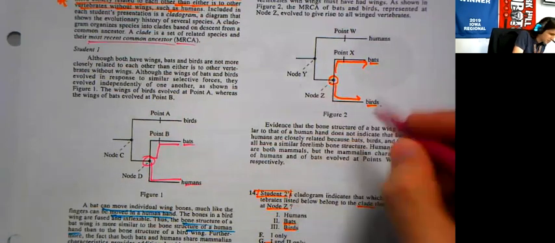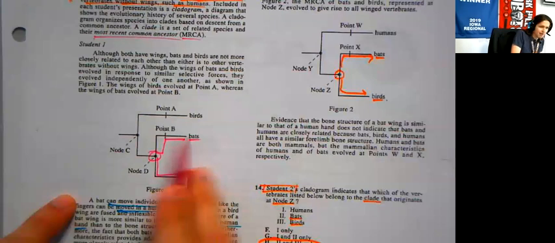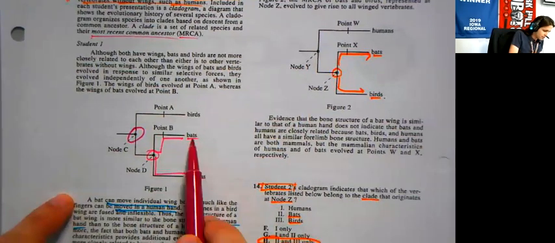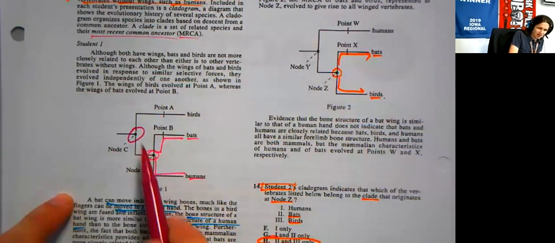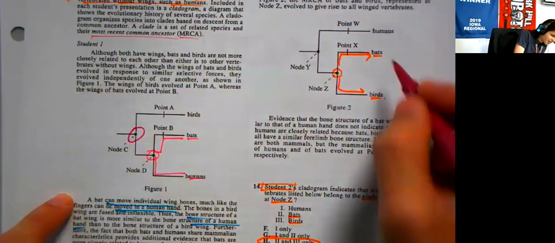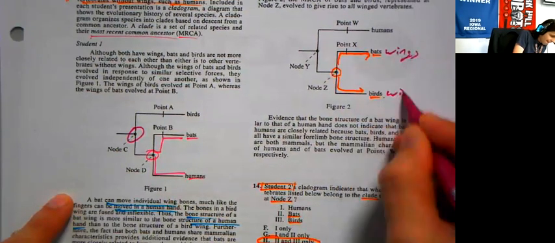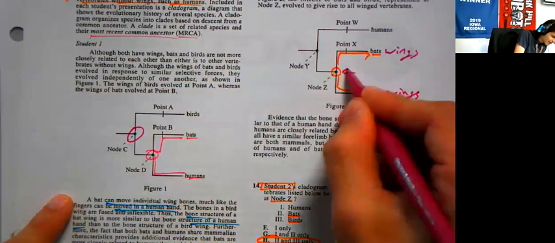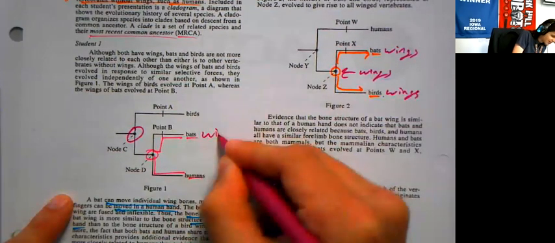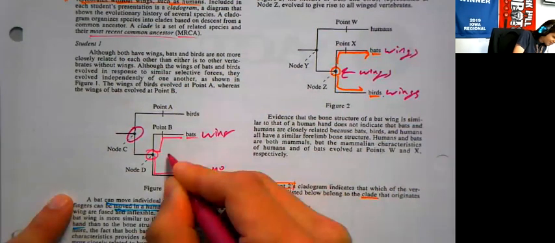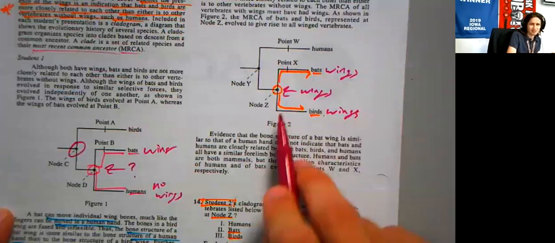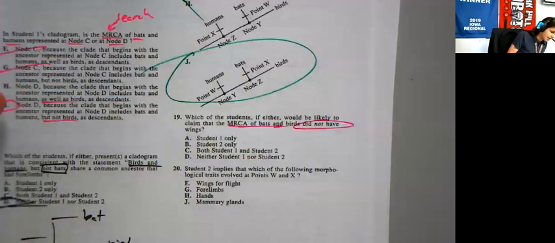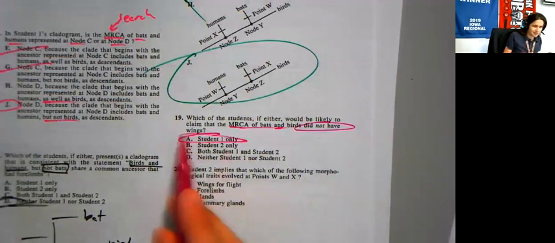They probably have wings. All right, but here the MRCA of bats and birds is back here. Well, this thing probably doesn't have wings. So why would that thing also have wings? If both of these have wings, then this thing might also have wings. But this has wings and this has no wings. So maybe, we don't know. But if both of the things have wings, then I'm thinking that thing probably has wings too. So student 2 would say they do have wings. Student 1 might say that it does not.